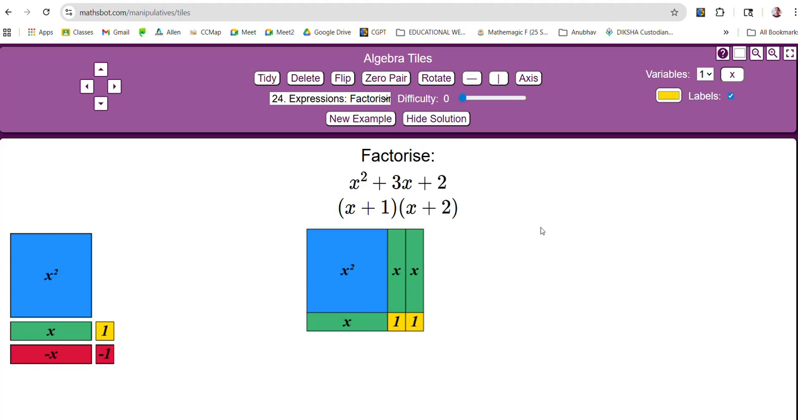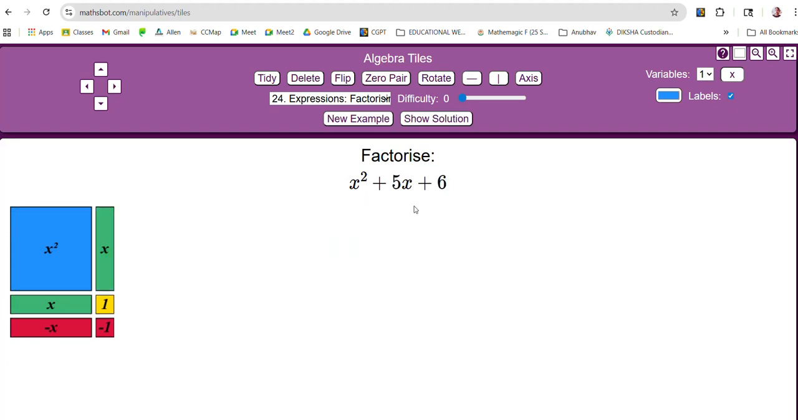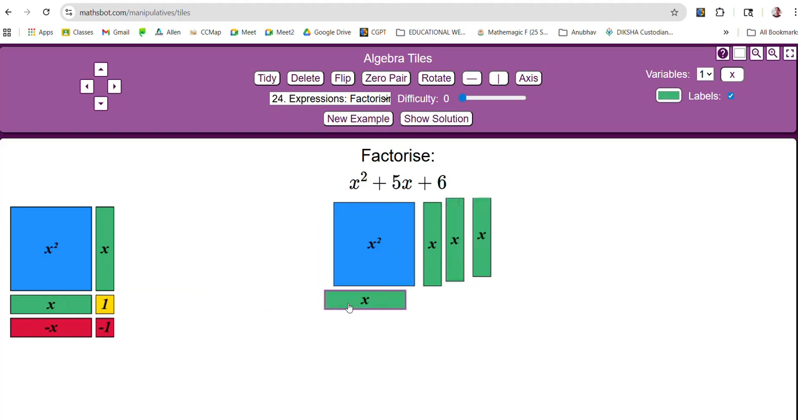Now let's do another example also. So here now I have taken another quadratic polynomial, which is x square plus 5x plus 6. Let us solve it with the help of algebra tiles. So first is x square. I have taken here one x square. Next is 5x. So 1, 2, 3, 4, 5, and 6.